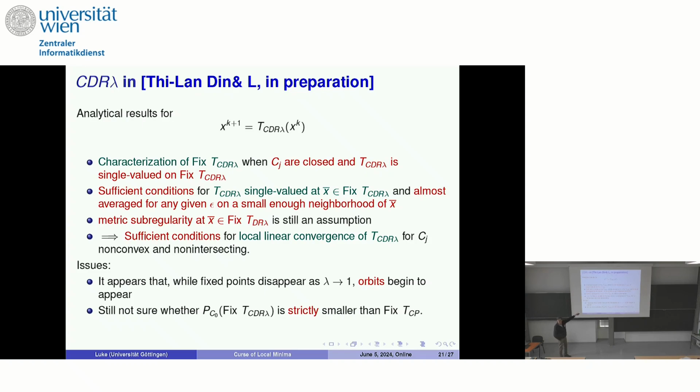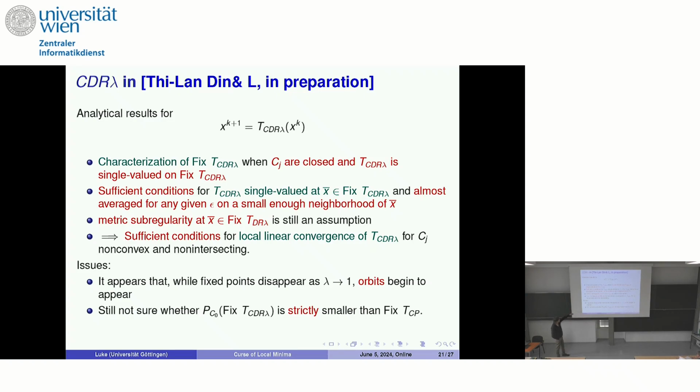So, the analytical results for this, 5 minutes. We've characterized the fixed points, I just showed you that. And then sufficient conditions: we also need that this is single valued at its fixed points. We've proved almost averageness, with arbitrarily small violation of that. Metric subregularity is still an assumption, but where we're going with that is I think we're going to use some characterization like semi-algebraicity to generically characterize some sort of metric subregularity property holding. So then this gives us sufficient conditions for local linear convergence, which we observe for this algorithm, in fact.